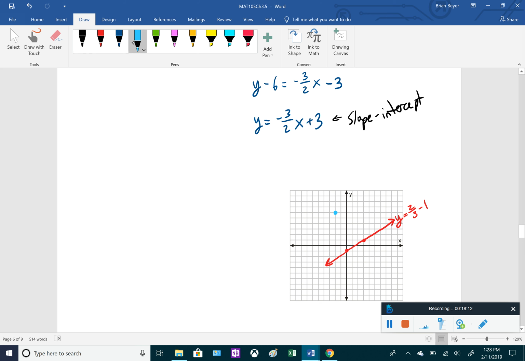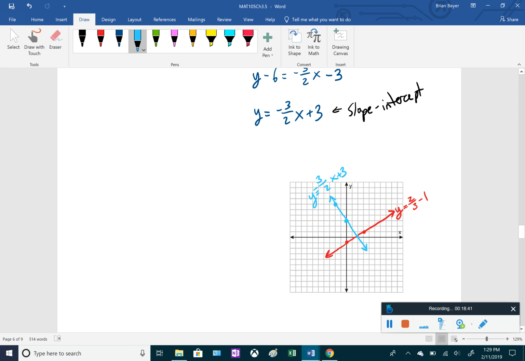So here's our point that we're starting with, the blue one. We go down 3 to the right 2, which is our y-intercept. We also could have used that. Down 3 to the right 2. And there's our point, and there's the line that we just found the equation for. Okay, and we can see that they intersect perpendicularly. I think that's a word. Forming a 90-degree angle.